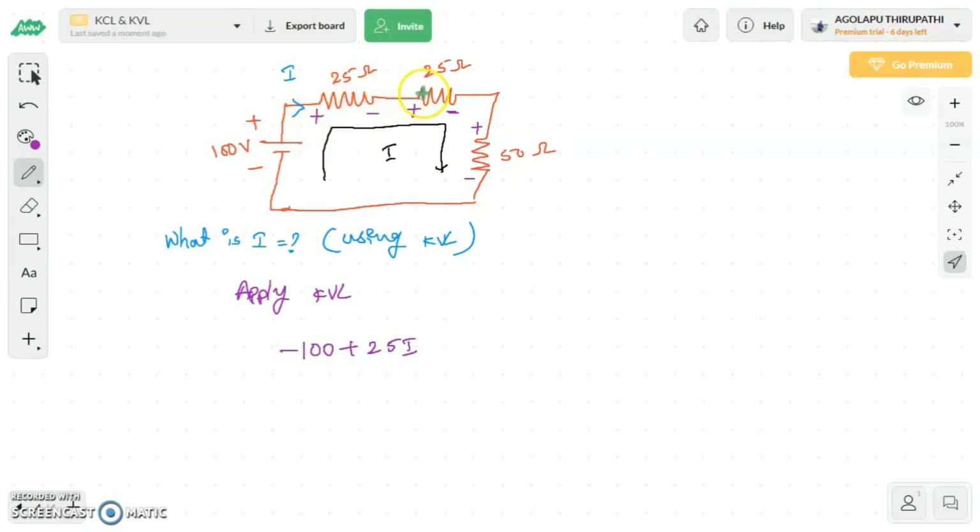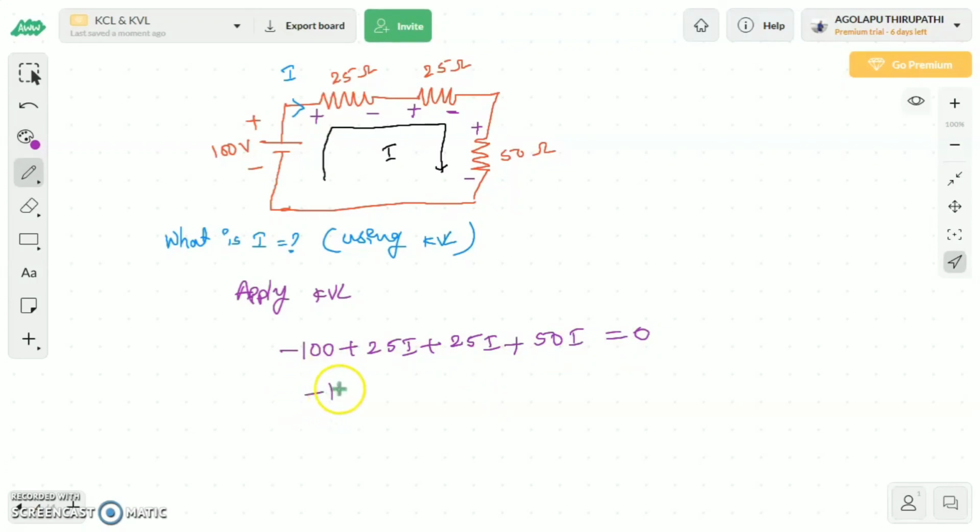Following the same direction, current flows through this resistor also, so here also we get a voltage drop: current into resistor, that is plus 25 I. Why am I taking plus? Because here I am entering the positive terminal. Here also I am entering the positive terminal, therefore plus. The voltage drop here is 50 into I, equal to 0. The algebraic sum of the voltage rises and voltage drops is equal to 0.